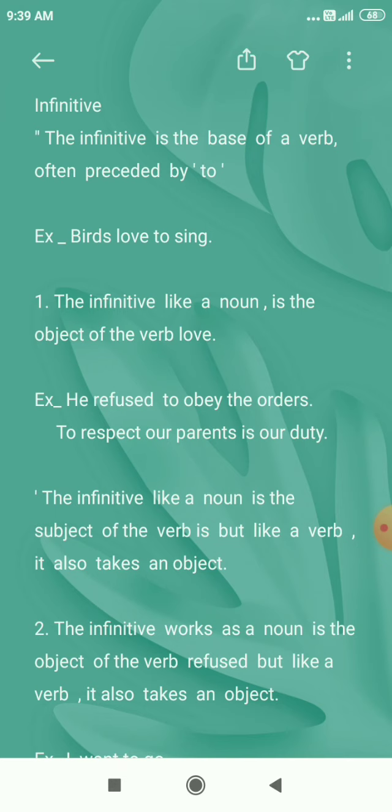He refused to obey the orders. Here, he is the subject, refused is the verb, and after the verb the infinitive comes. So it works as a noun, as the object of the verb refused, but like a verb, it also takes an object. Let's take another example.